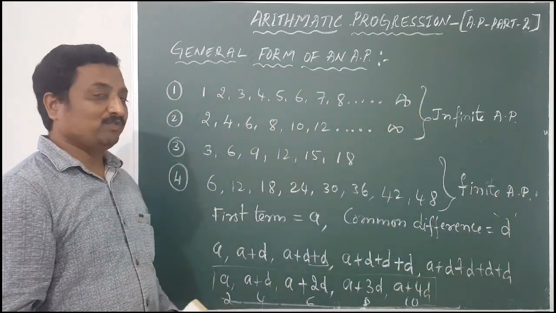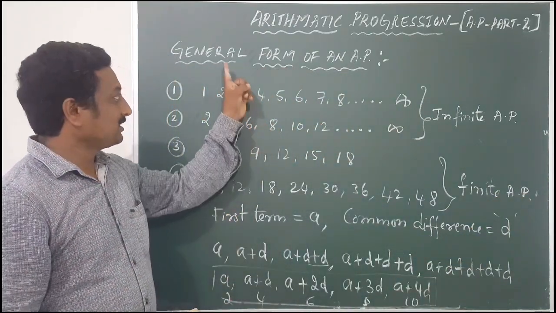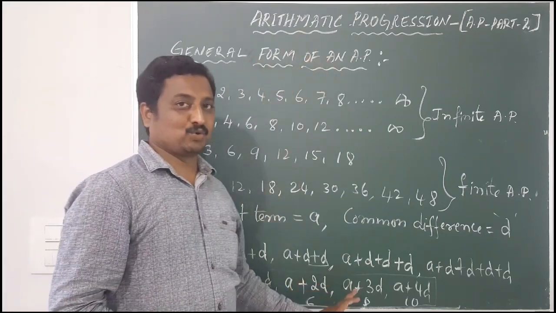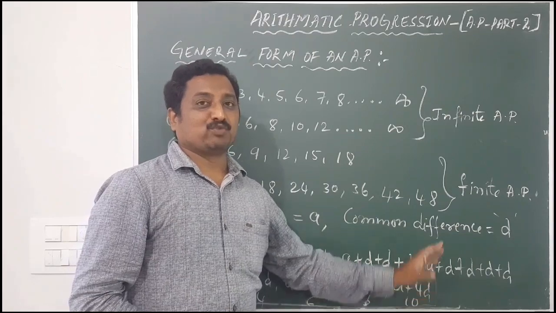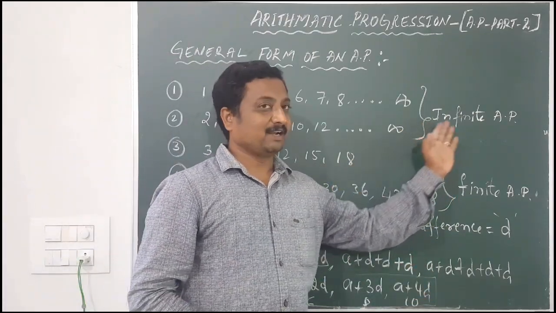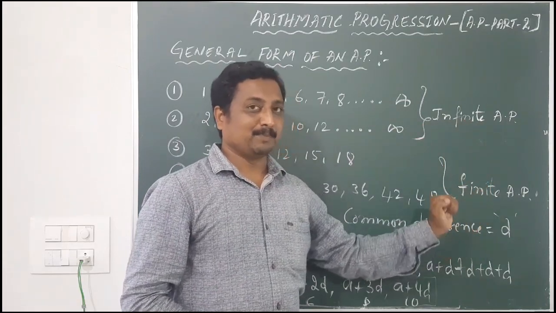So in this video we have learned 3 concepts. One is the general form of an AP, that is A plus D, A plus 2D, A plus 3D and A plus 4D and so on. The other 2 concepts are finite AP and infinite AP.